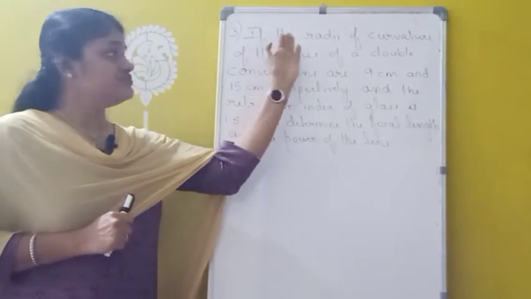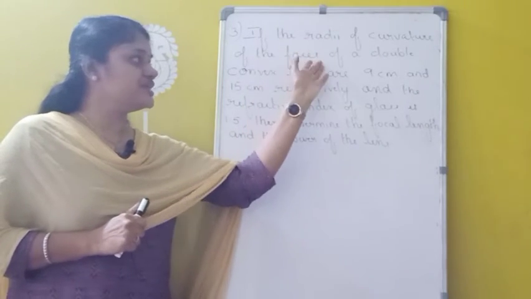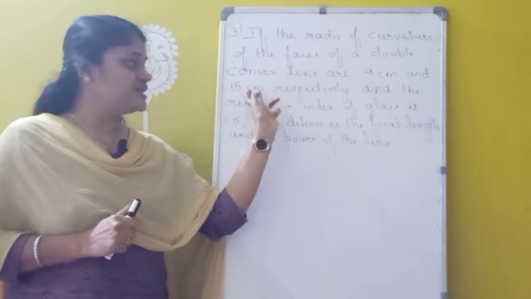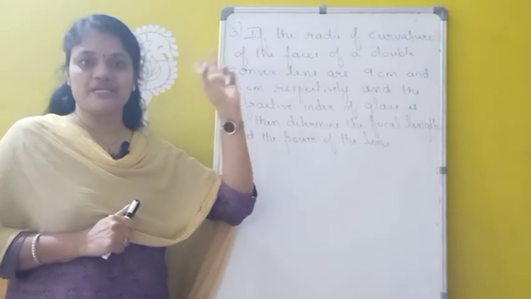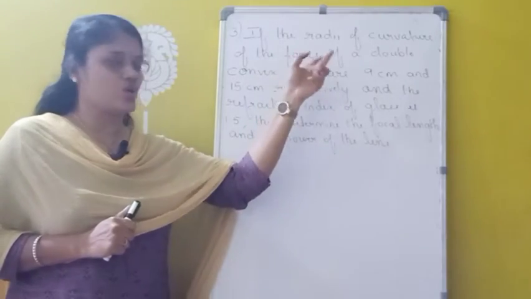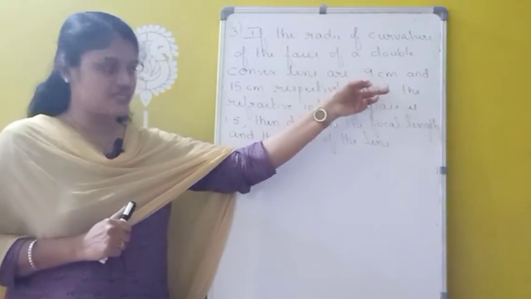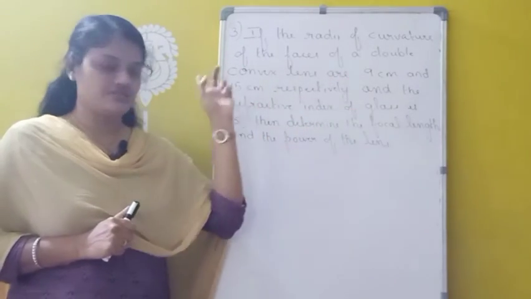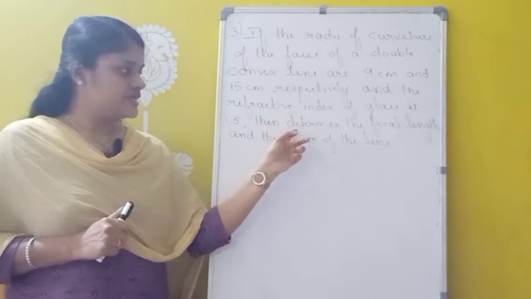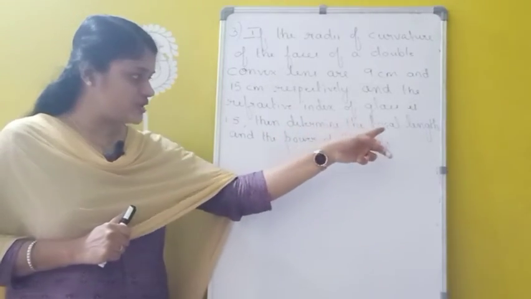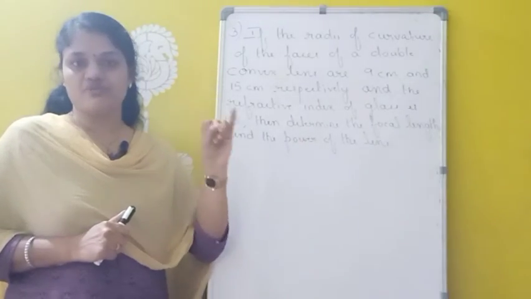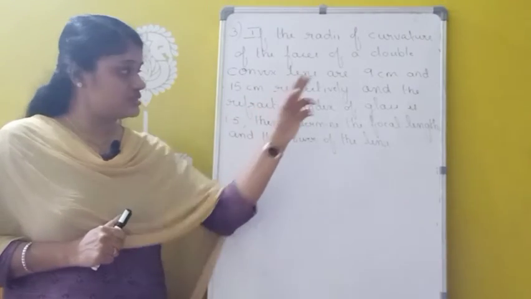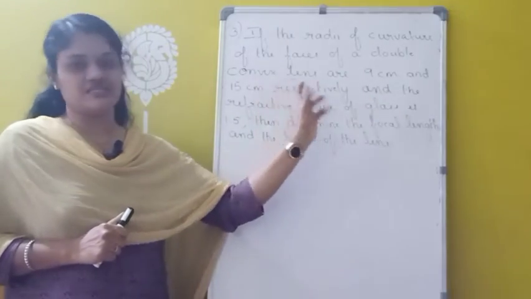Third problem: if the radii of curvature of the faces of a double convex lens are 9 cm and 15 cm respectively, so the two radii of curvature in the case of a double convex lens are given as 9 cm as well as 15 cm, and the refractive index of glass is given as 1.5. Then what we have to find out? We have to find the focal length and power of a lens having radii of curvature 9 cm as well as 15 cm respectively.